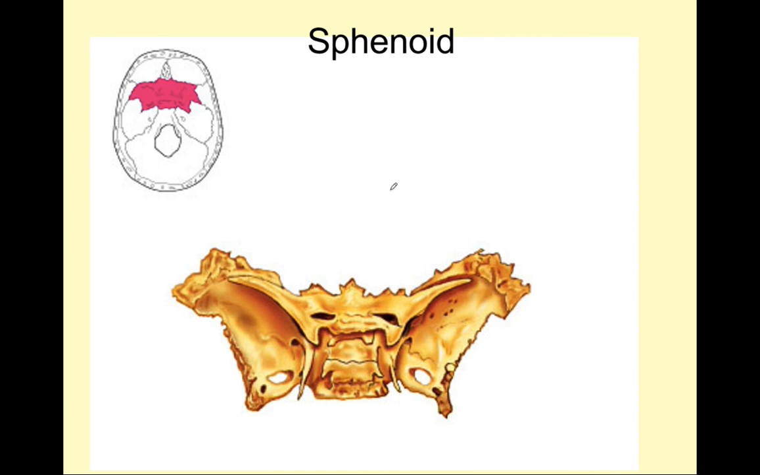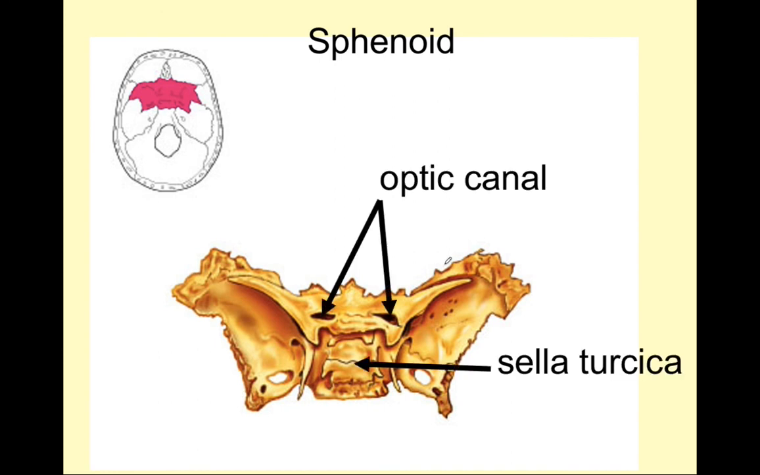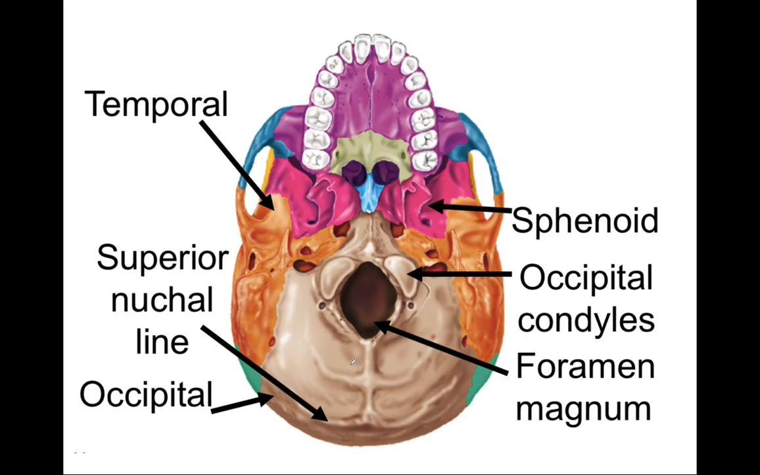Once we've pulled the sphenoid bone out of the skull, you can see why we often call this the butterfly bone. The sphenoid bone will have these two wing shapes on either side, and it will contain the two optic canals and the sella turcica, where the pituitary gland will sit. So the optic canals will contain the optic nerves, and the sella turcica will contain the pituitary gland. From the inferior view, we can again see the sphenoid bone, the temporal bone, and the occipital bone.